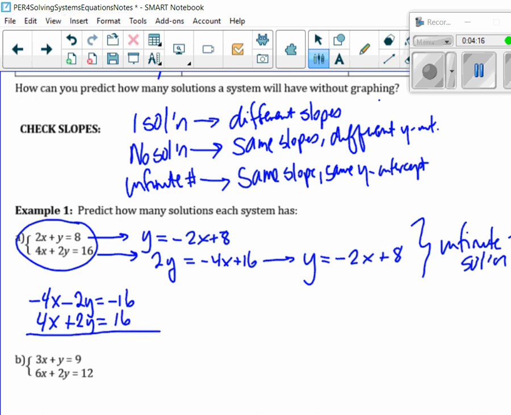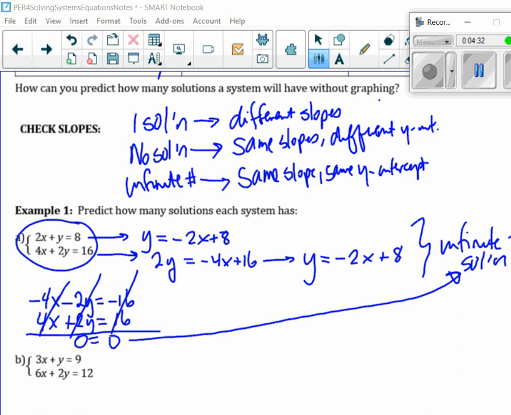What happens when I add them up? Everything cancels. I get 0 equals 0. So if that ever happens to you, you need to make the connection that that means there's an infinite number of solutions because they're the exact same. Okay, so let's try the next one.